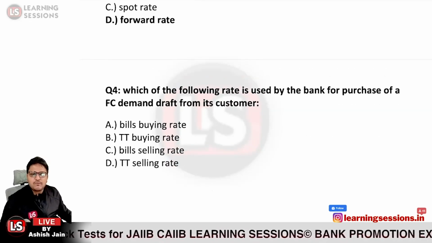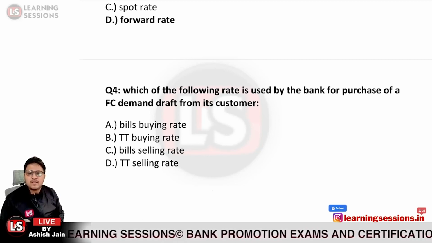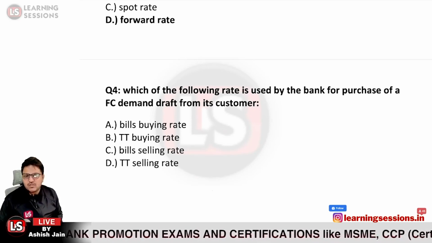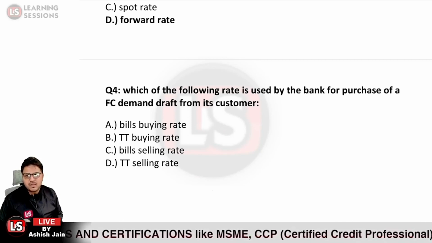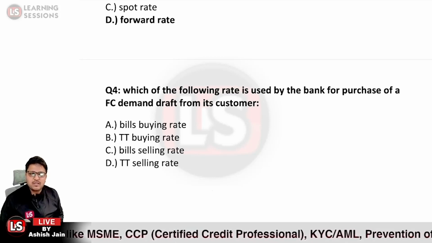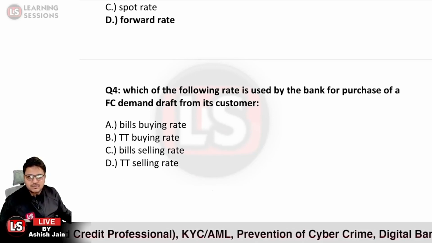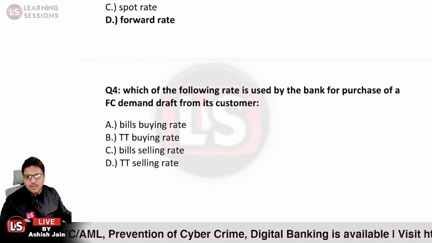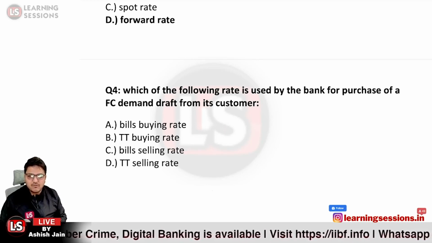It says, which of the following rate is used by the bank for purchase of a foreign currency demand draft from its customer? If the bank wants to purchase the foreign currency demand draft, what rate shall be used? If you want to buy from the customer, what rate shall be quoted?